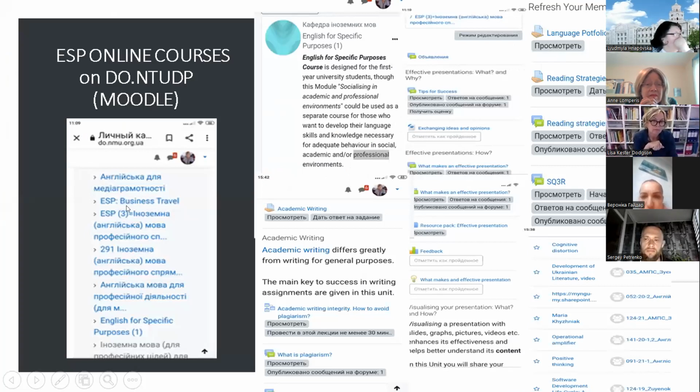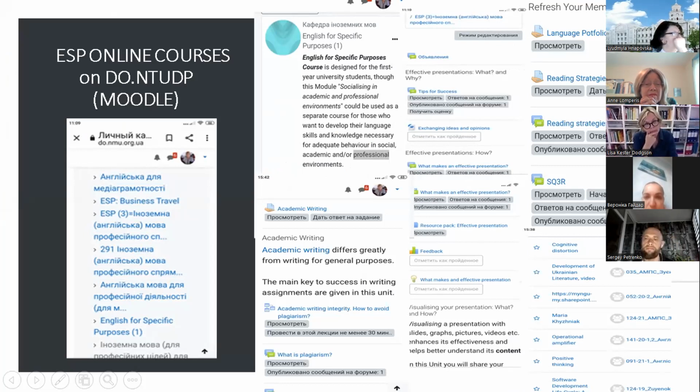Here you can see the courses, and the ESP Business Travel, for you to know, it is not obligatory but optional. English for media literacy also optional. Okay, here you can see ESP. Here you can see EPP for master's degree. Here you can see the description.